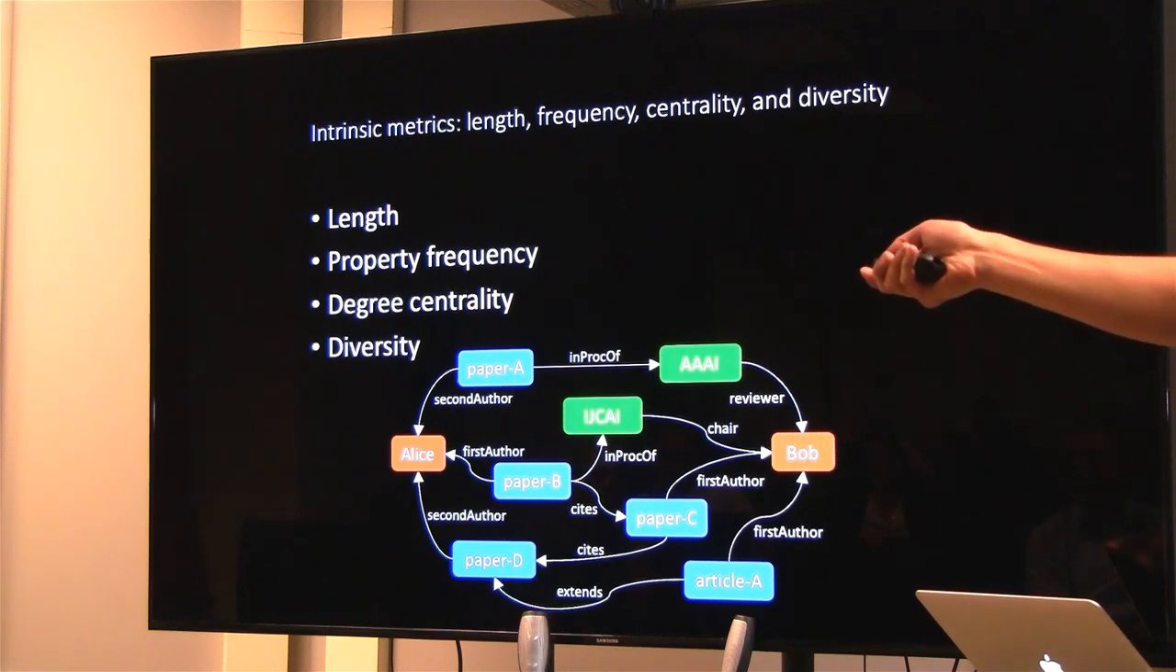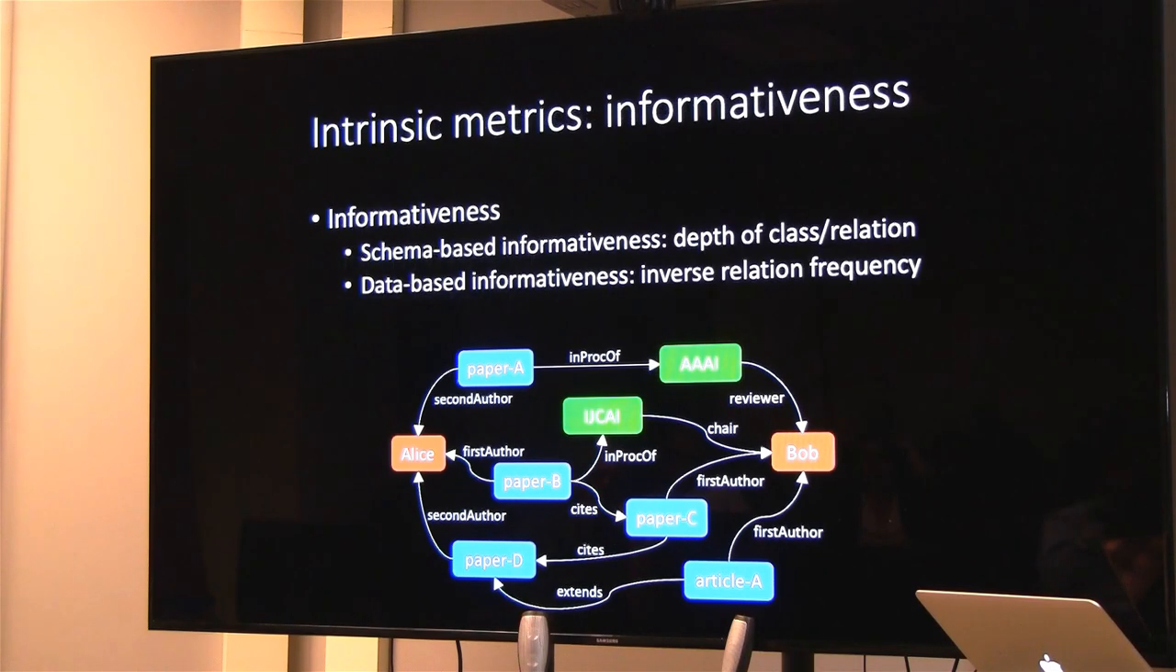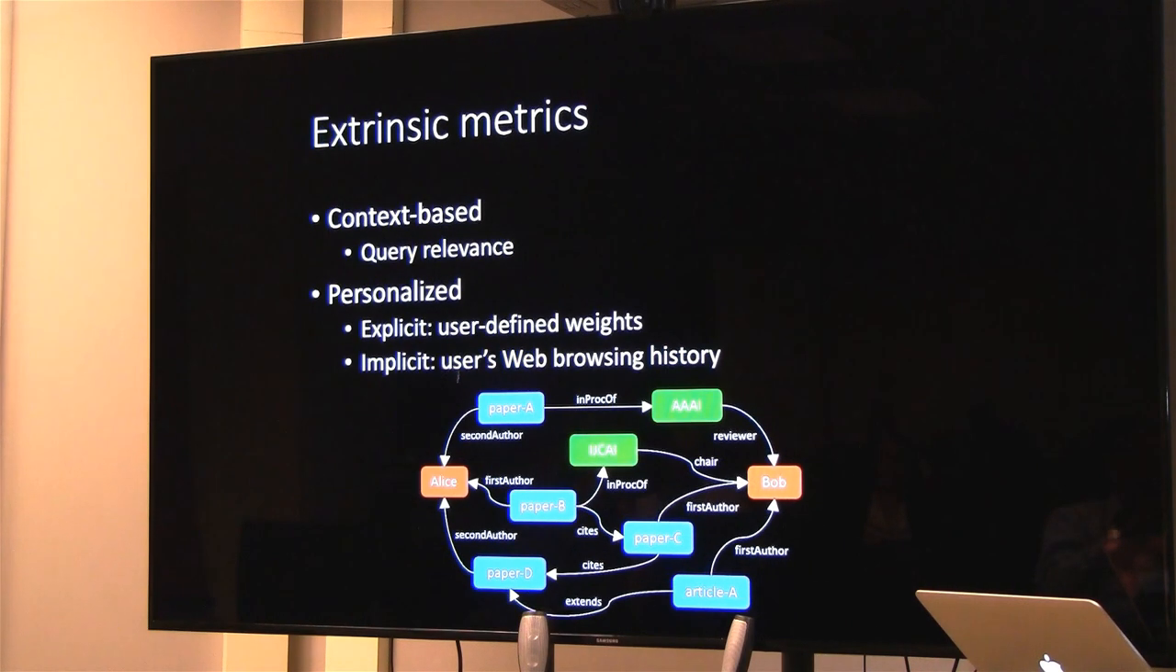So basically, the techniques are: we can consider the length of a path, some property frequency that occurs in the path, and the degree centrality of the entities that appear in the path. And also some diversity issues. They are quite similar to the metrics that we use for entity summarization, right? So I don't want to go into details here. Let's skip that.